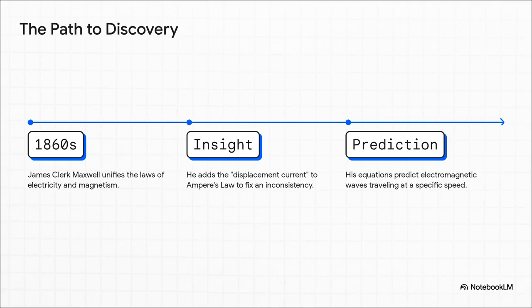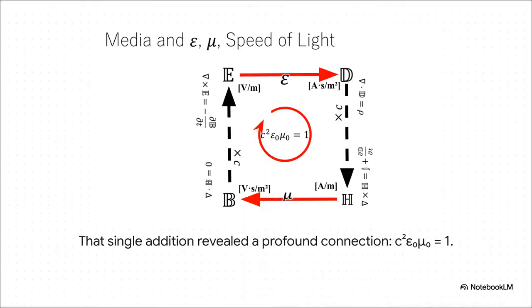So to fix it, he adds this tiny little term. He called it the displacement current. At the time, it was basically just a mathematical patch to make the theory consistent. But that one little fix, it changed everything. It led to this incredible prediction. His new, complete set of equations predicted that waves of electricity and magnetism should be able to travel through space. And not only that, he could calculate their speed.